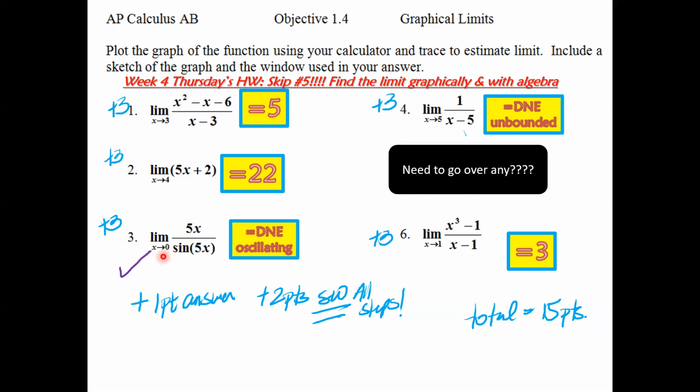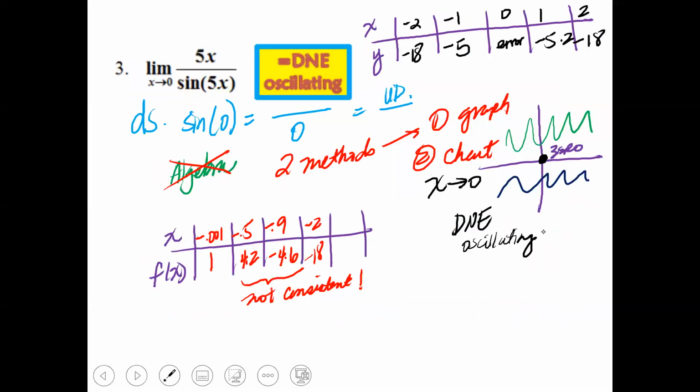We went over number 3 together. This one, there's nothing to do analytically, algebraically wise. So you would have to create a table of values, but even with a table of values, you're going to know that it's going to be does not exist. With number 6, you would have to factor the top with the cube factorization of a cubed minus b cubed equals a minus b times a squared plus ab plus b squared, and just factor that way. And eventually you'll know that the denominator x minus 1 will cancel, which will result with an actual answer on top.